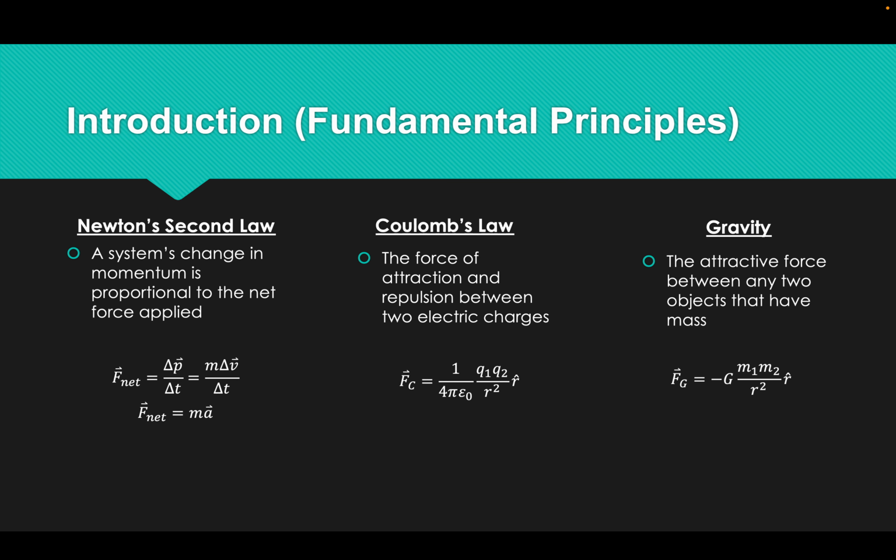Here are the fundamental principles involved with this lab. First, we have Newton's second law, which is, as we all know, F net equals mass times acceleration. Secondly, we also have Coulomb's law, which is shown below, which is 1 over 4 pi epsilon naught times Q1 times Q2 divided by R squared, and then multiply all that by R hat. And gravity is also the last fundamental force we need to know for this lab. Its equation looks quite similar to Coulomb's law.